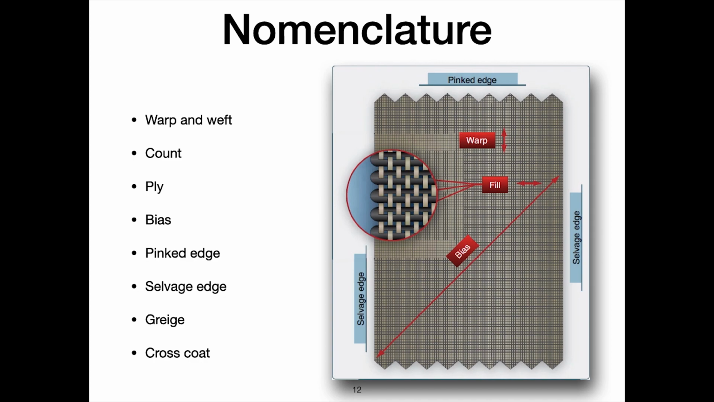Pinked edge is the edge which has been cut by machine or special pinking shears in a continuous series to prevent raveling. Selvage edge is the edge of cloth, tape, or webbing woven to prevent raveling. Greige is a condition of polyester fabric upon completion of the production process before being heat shrunk.